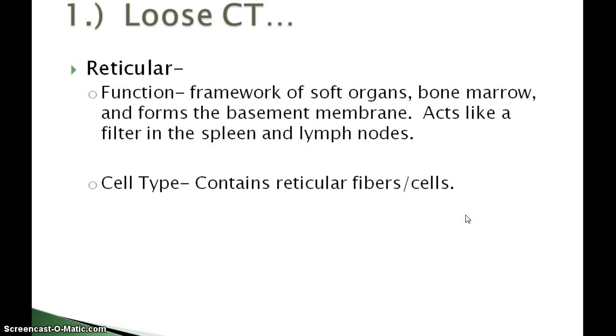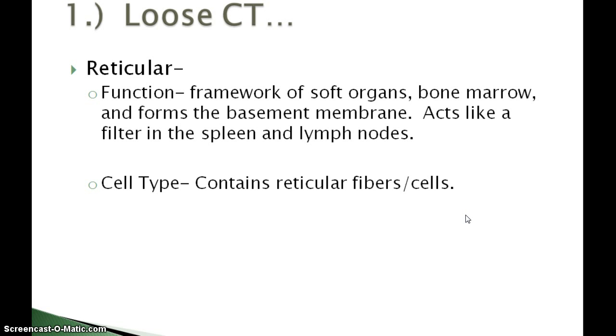This also makes what we call a basement membrane, which, if you remember back to epithelium, is the thing that holds the epithelial cells in place. And so this stuff basically does two things. One, it gives a soft support. Two, it acts as a filter. So if you were to look at the spleen, all your blood is filtered through the spleen. If you look at your lymph nodes, all of your lymph is filtered through the lymph nodes. So this reticular tissue makes a net that helps to filter things out.